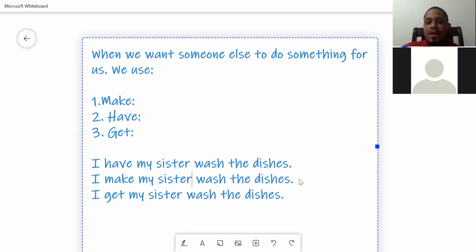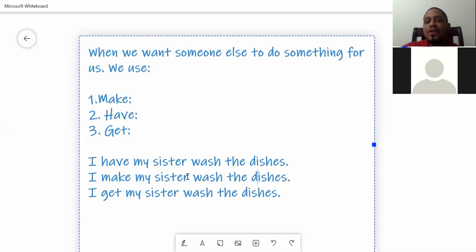Meaning of make. What do you mean? What's the difference when you say I have my sister wash the dishes and I make my sister wash the dishes? What's the difference? It's a little confusing, teacher, because I can understand the third one perfectly. The third one? Yes, because in Spanish you can say it like that.